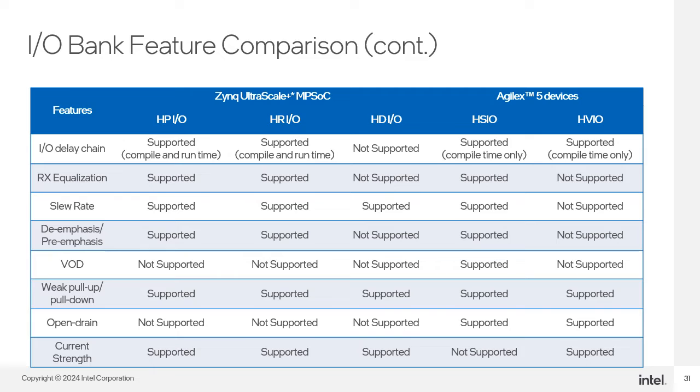This table is in continuation of the I/O feature comparison between Zynq UltraScale Plus and Agilex 5 devices from the previous slide. While most of the features supported are comparable between Zynq UltraScale Plus and Agilex 5 devices, the supported features vary across I/O standards. The key difference in this table is that the I/O delay chain support in Zynq UltraScale Plus MPSoC can be both static and dynamic, but Agilex 5 only supports static delay chains. After migrating to an Agilex 5 device, ensure you perform IBIS HSPICE simulation to verify your interfacing signal quality.